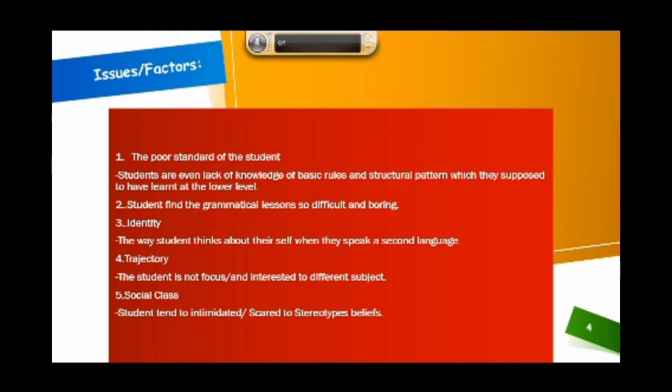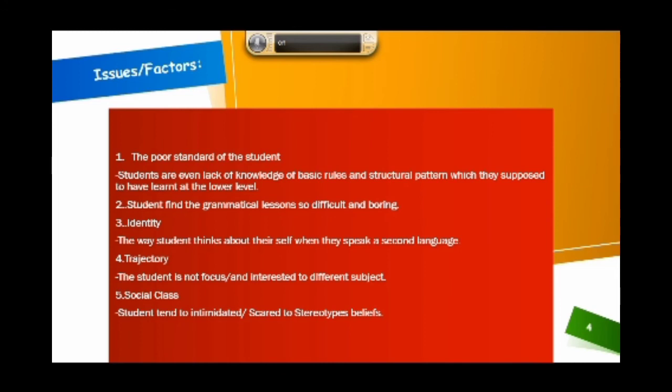So the next one is the trajectory. Here the student is not focused and interested in different subjects because basically they hate English or they love another subject. That's why they don't really tend to give their focus or interest in listening to the subject.